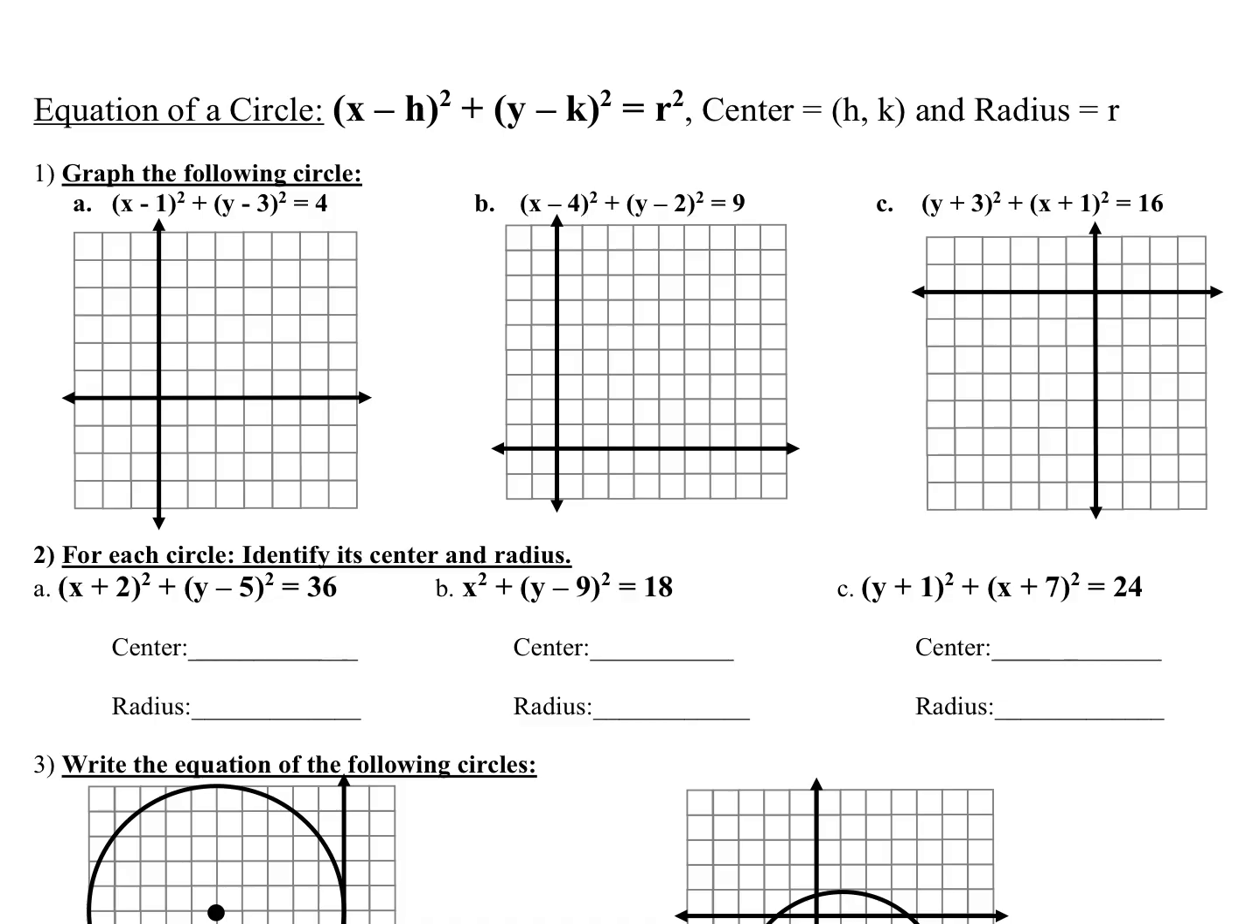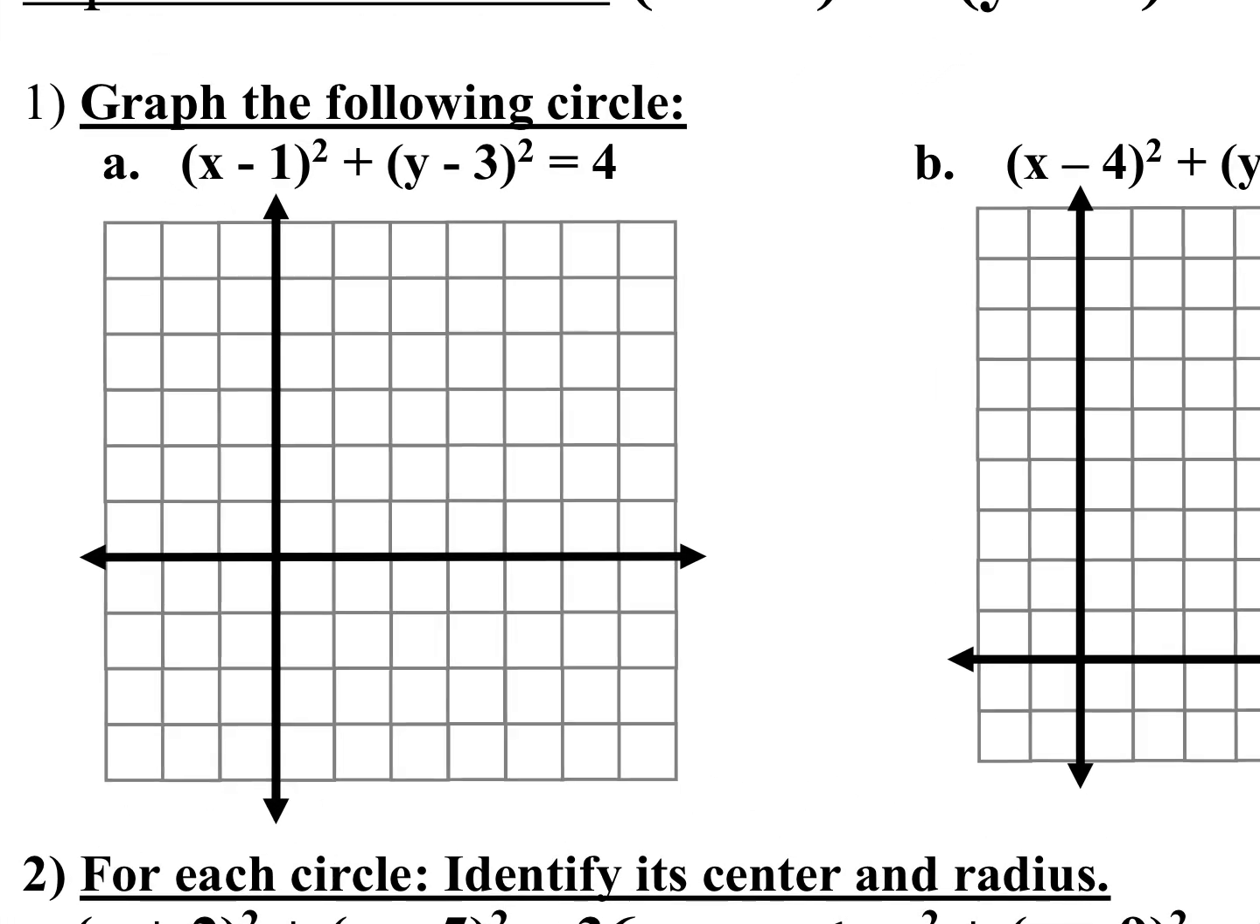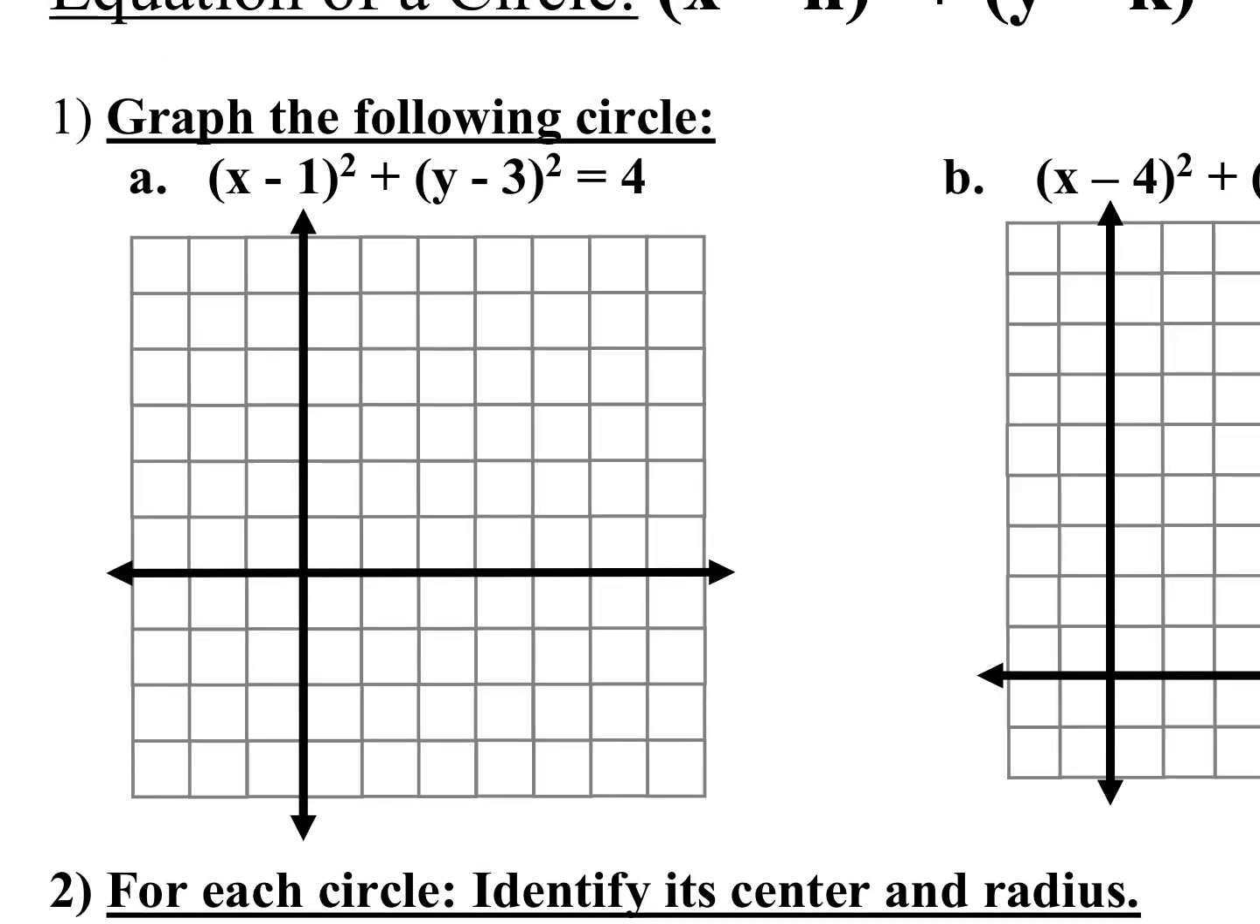Okay, equation of a circle: x minus h squared plus y minus k squared is equal to r squared. The center is equal to (h, k) and the radius is r. Okay, number 1, graph the following circle. Our center in this number 1 is going to be 1 and then 3. And the radius is going to be the square root of 4, which means r is equal to plus or minus 2.